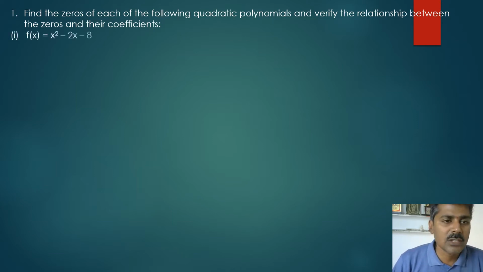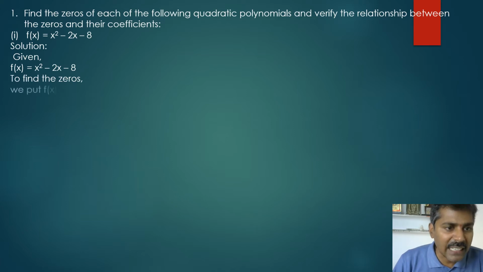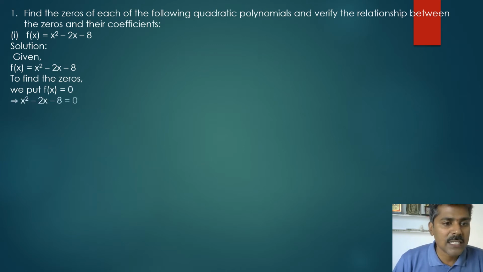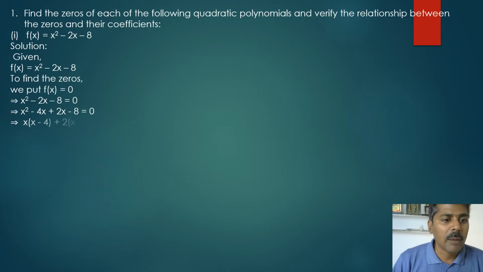Suppose f of x equals x square minus 2x minus 8. It is a quadratic polynomial because the highest power is 2. For this, first we will find the zeros. Given f of x equals x square minus 2x minus 8, to find the zeros we take f of x equal to 0, as we did earlier. Now x square minus 2x minus 8 becomes 0. We will factorize that. We get x square minus 4x plus 2x minus 8 equals 0. Taking x common, we get x into x minus 4 plus 2 into x minus 4 equals 0. Now taking x minus 4 common, we get x minus 4 into x plus 2 equals 0.